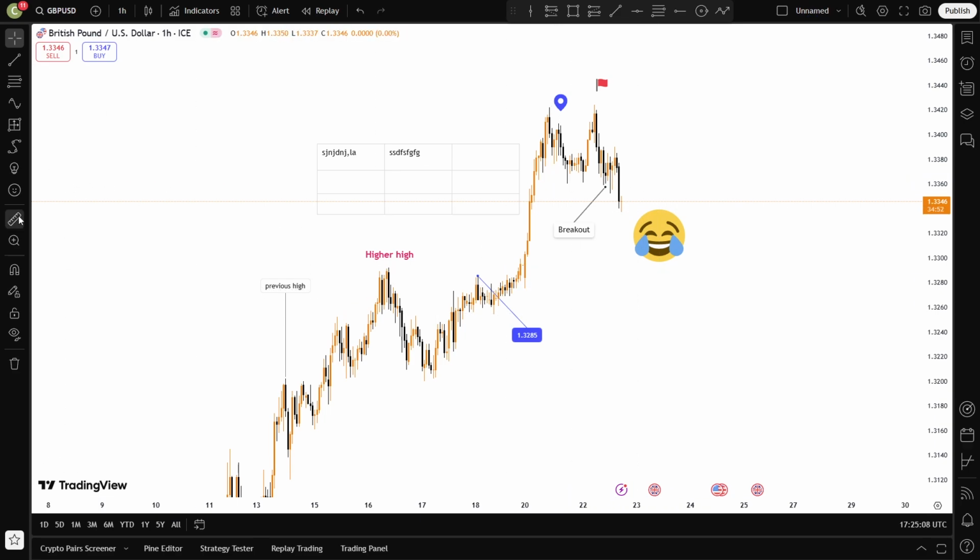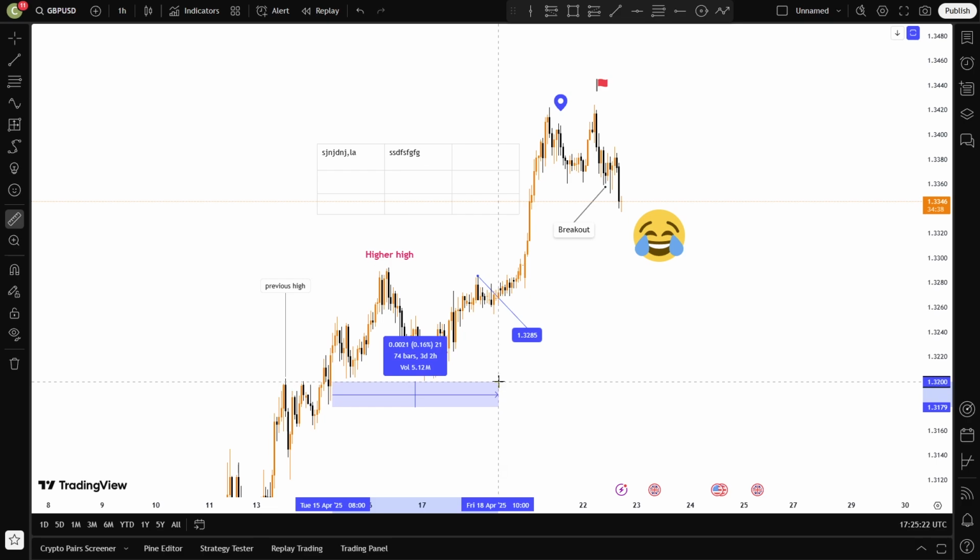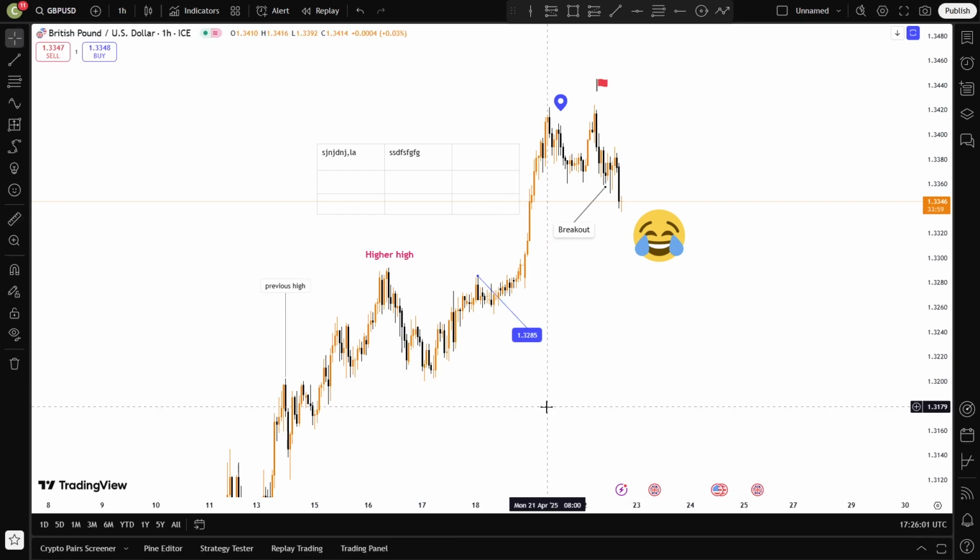And moving on, we have the measure. The measure tool is used to measure price and time between 2 points. You can just click on one point and head over to the other, and as you can see, I have my bars, I have the price change, and I also have the time duration between my selected range, and also the volume. It disappears by clicking anywhere on your chart.